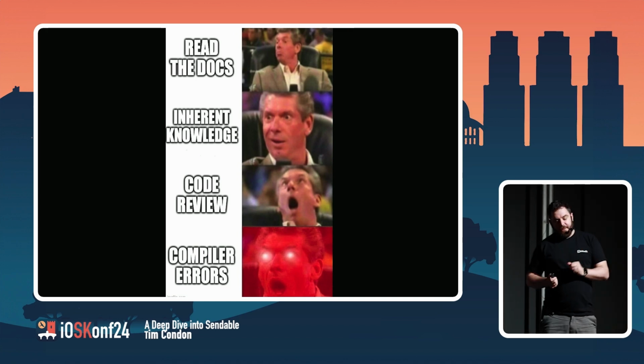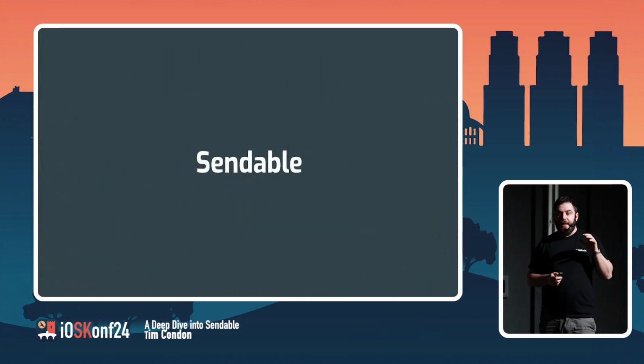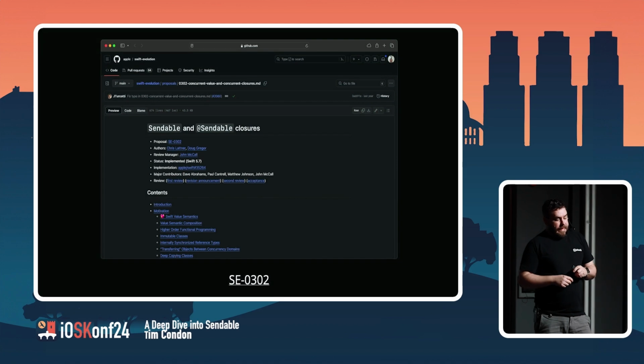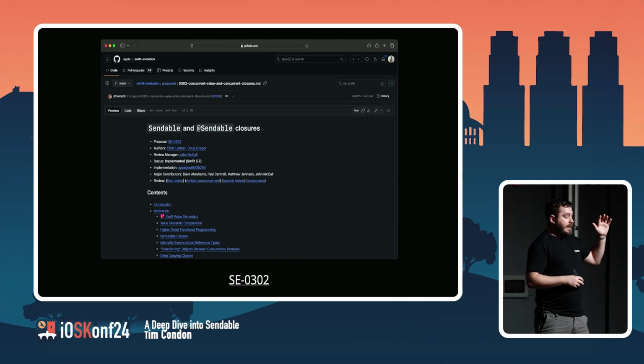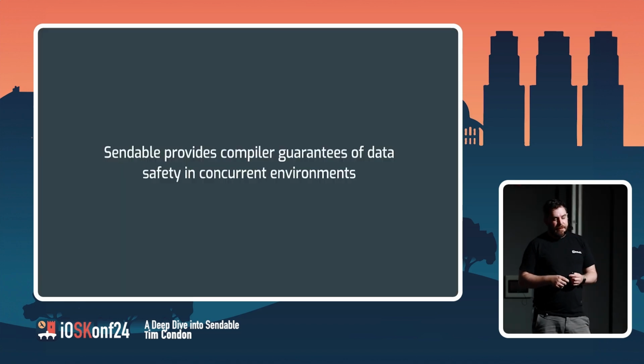And that leads me very nicely onto what Sendable is, because that's what Sendable is. Sendable is a way of annotating your code to tell the compiler, and for the compiler to check, that you're writing essentially thread-safe code. So it was introduced in Swift Evolution Proposal 302. It's a really in-depth, very well-written proposal. If you're interested, go and read it, because it explains all of the history, all of the background, all of the thoughts behind it. But the one-line elevator pitch is that Sendable provides compiler guarantees of data safety in concurrent environments.